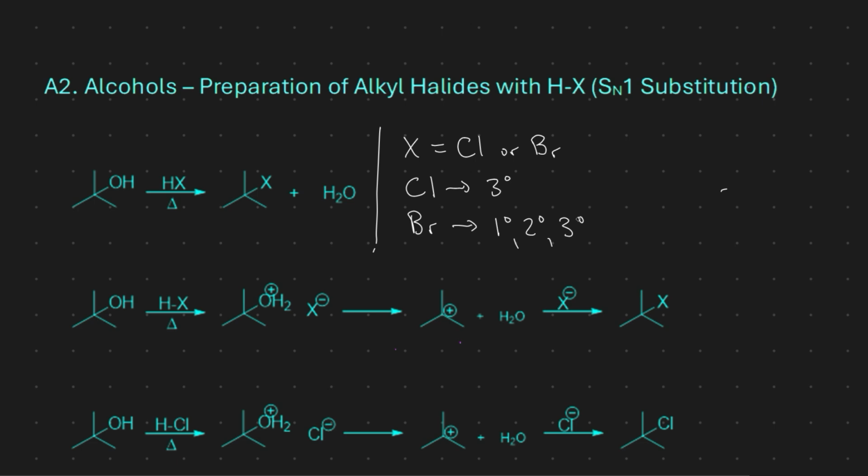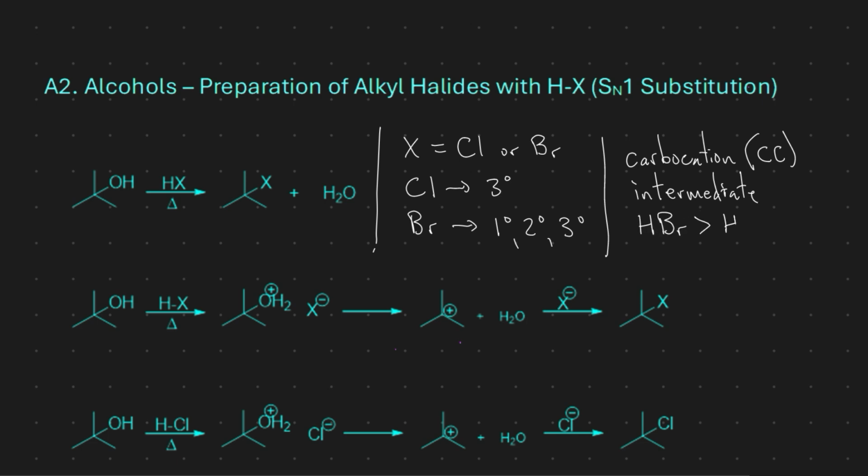So with an SN1 substitution, there's a carbocation intermediate, and I just abbreviate carbocation CC. Intermediate, which we'll see a bunch of times. As far as the reaction rate is concerned, HBr is faster than HCl, and tertiary is faster than secondary.